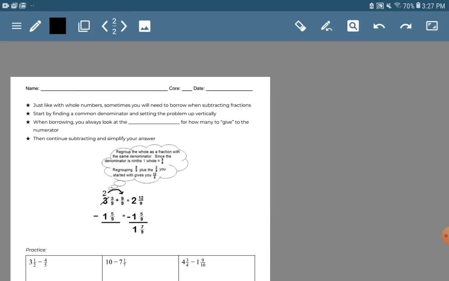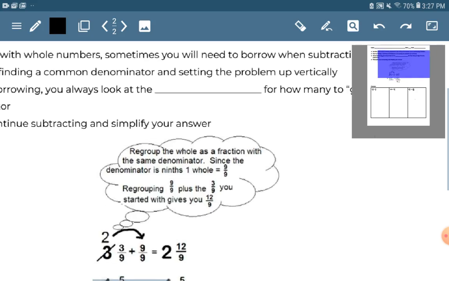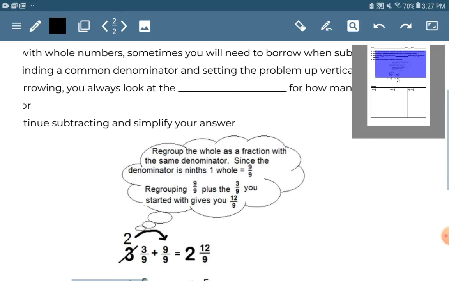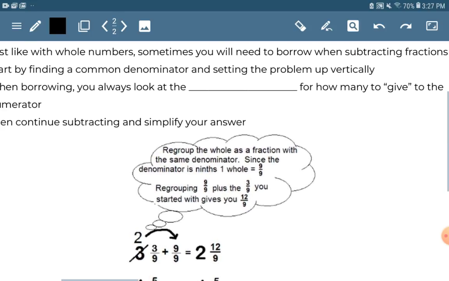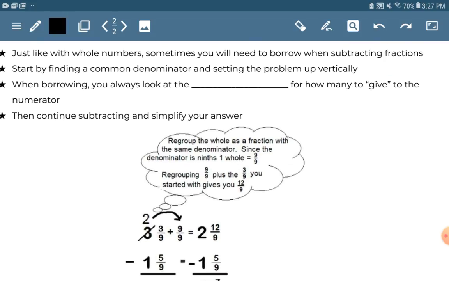Switching to the back, we are also going to talk about situations where you're going to have to borrow. We borrow with whole numbers, and sometimes we're going to have to do that with fractions as well. So when we borrow with fractions, the first thing we're going to do is the same as the front. We're going to have to find a common denominator, and I would recommend setting it up vertically.